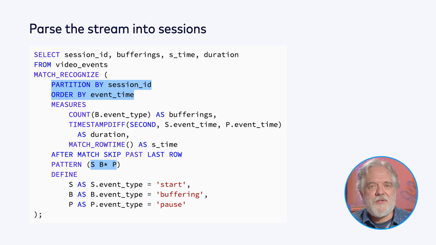Each session has a unique session ID that we will use to partition the stream. The events should be ordered according to the event time column, and each session begins with a start event, ends with a pause event, and may have any number of buffering events in between.